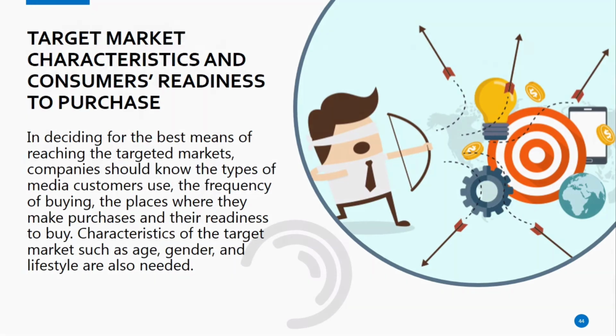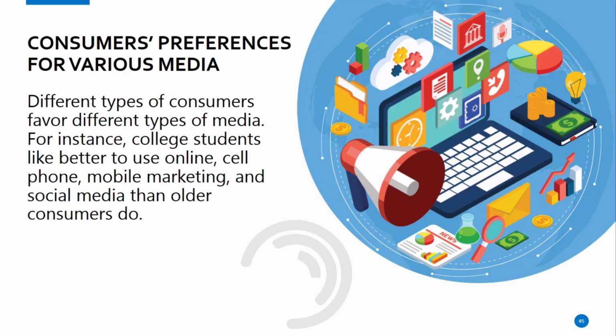Next is consumers' preferences for various media. Different types of consumers favor different types of media. For instance, college students like better to use online, cell phone, mobile marketing, and social media than older consumers do. So like the previous factor, it is also important to know the preferences of your consumers when it comes to media use in order to know kung unsa pod nga mga media ang gamiton sa company in advertising.